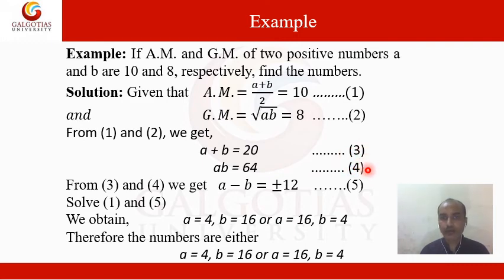From equations 3 and 4, we get a - b = ±12. Now, solving equations 3 and 5, we get a = 4, b = 16, or a = 16 and b = 4. Therefore, the numbers are either 4 and 16 or 16 and 4, whose arithmetic mean is 10 and geometric mean is 8.